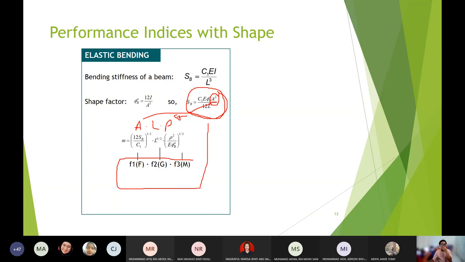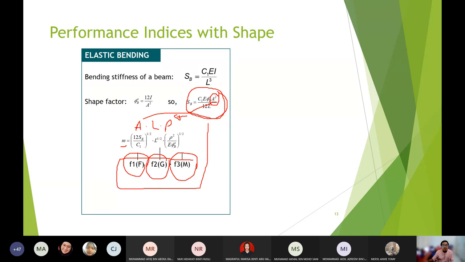Actually, I will discuss more about the method to get this during tutorial 2. So what I'm trying to say is that this is how the shape factor comes into the performance index, the material index M here. This is your functional index, and this is the geometrical.